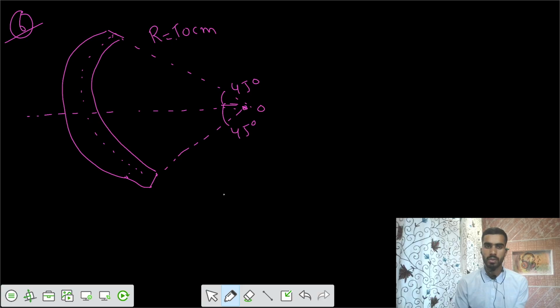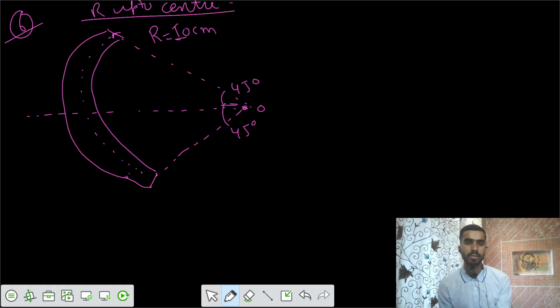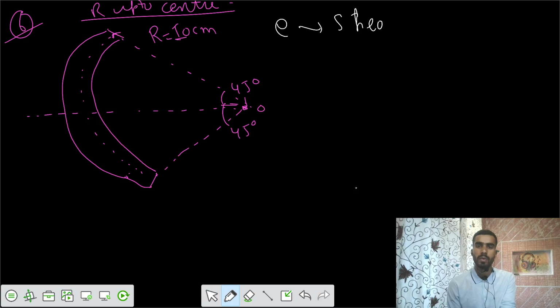We can take radius up to the center. If the question was up to the end, we can take also that one. Let's say the radius is only up to the center. And we need to say where should be the location of the shear center. Where should the shear center be located?